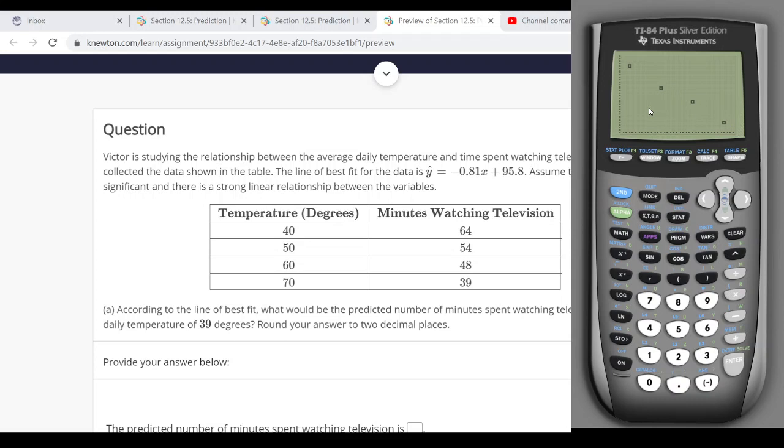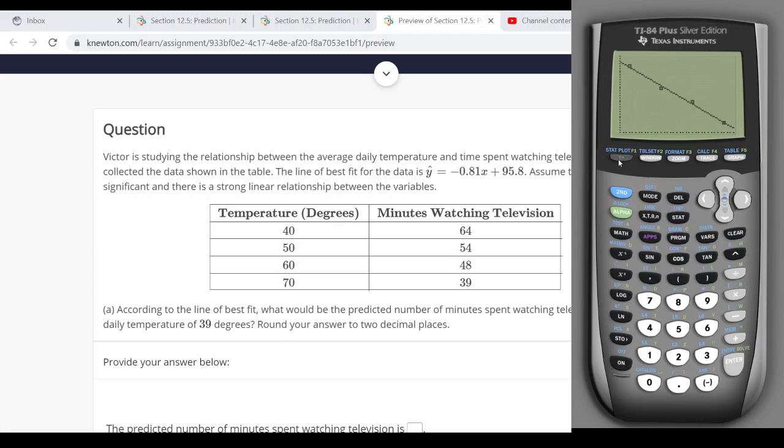And they already told us this, right? They said assume that the line of best fit is significant and there is a strong linear relationship between the variables. And let me graph this line they gave us too, right? How about go to y equals negative 0.81x plus 95.8. And take a look at the graph of that line, and that looks like it fits that data pretty well. All right, definitely a strong negative linear relationship here.